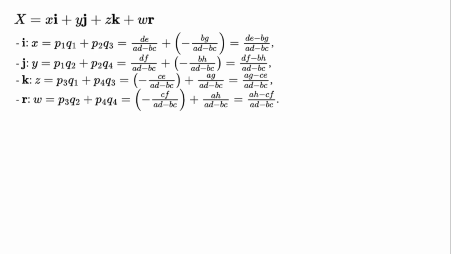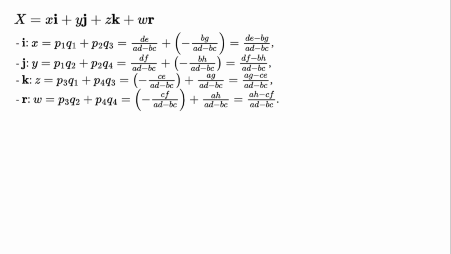Calculate x equals x times i plus y times j plus z times k plus w times r. For the i term, x equals p1 times q1 plus p2 times q3 equals d times e, divided by (a times d minus b times c), plus minus b times g, divided by (a times d minus b times c), equals (d times e minus b times g) divided by (a times d minus b times c). For the j term, y equals p1 times q2 plus p2 times q4 equals d times f, divided by (a times d minus b times c), plus minus b times h, divided by (a times d minus b times c), equals (d times f minus b times h) divided by (a times d minus b times c).